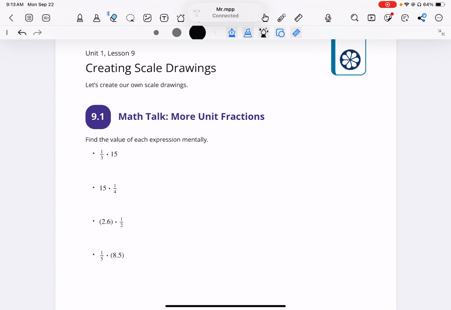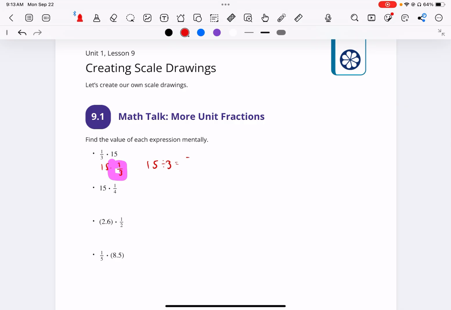This lesson is going to be on creating scale drawings. So we're going to first start by just finding the values of these expressions mentally, meaning without using a calculator. So we have 1/3 times 15. We can rewrite this as 15 times 1/3, and multiplying by 1/3 is the same thing as dividing by 3. So we could do 15 divided by 3, which is 5.